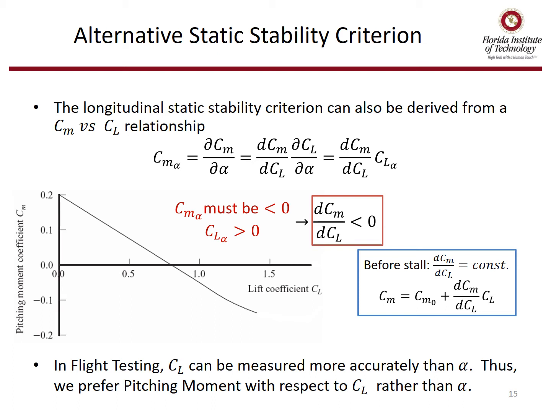We have a definition for CM alpha, and then basically we multiply the numerator and denominator by partial CL, and we get a new mathematical definition that CM alpha is nothing more than dCM divided by dCL times CL alpha, the CL versus alpha slope. And we know that's positive from the previous slide. The bottom line is we need CM alpha to be negative, and in this problem that also implies that dCM over dCL must also be negative. And again, we do this because we can measure CL easily in flight. It's more accurate than angle of attack, and sometimes we just don't have angle of attack.